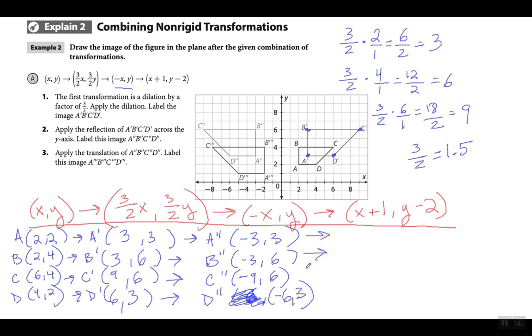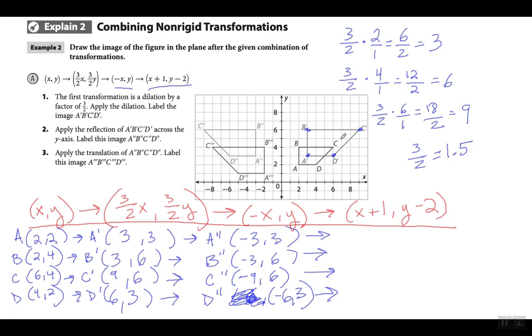And believe it or not, just one more transformation to go. Okay, now this one, let me do it up here. You should realize that since you're adding 1 to the x, it's going to move the entire figure to the right 1 unit. And since you're subtracting 2 from the y coordinate, it's going to move the entire figure down 2 units. So to the right 1 and down 2.